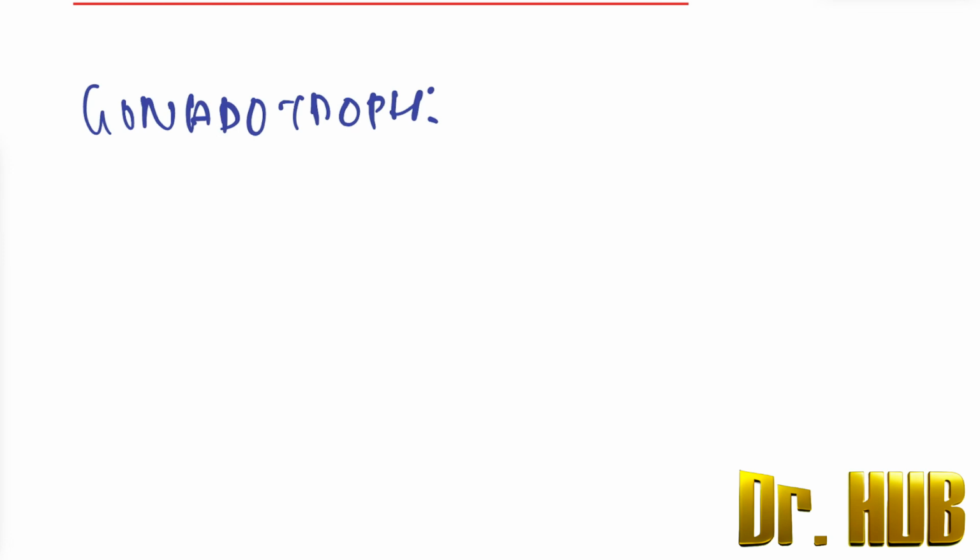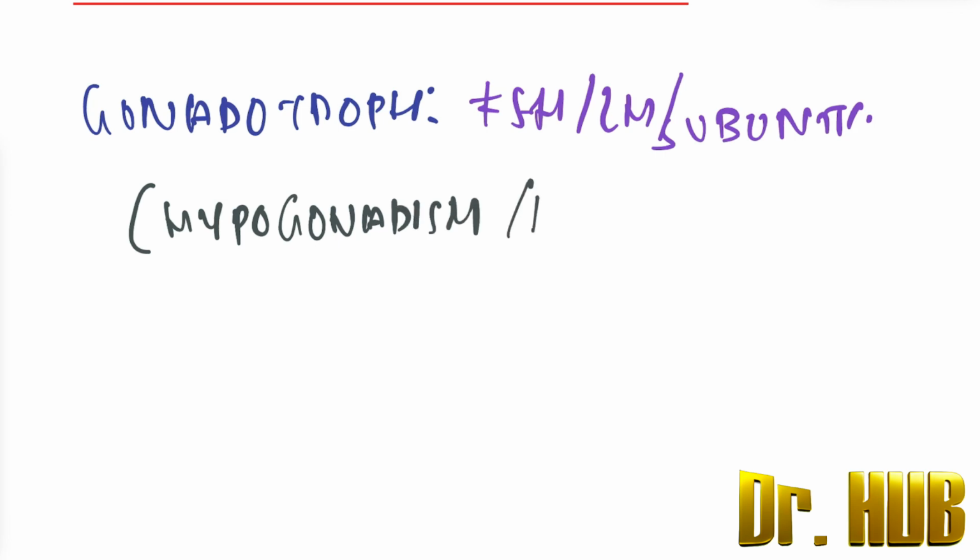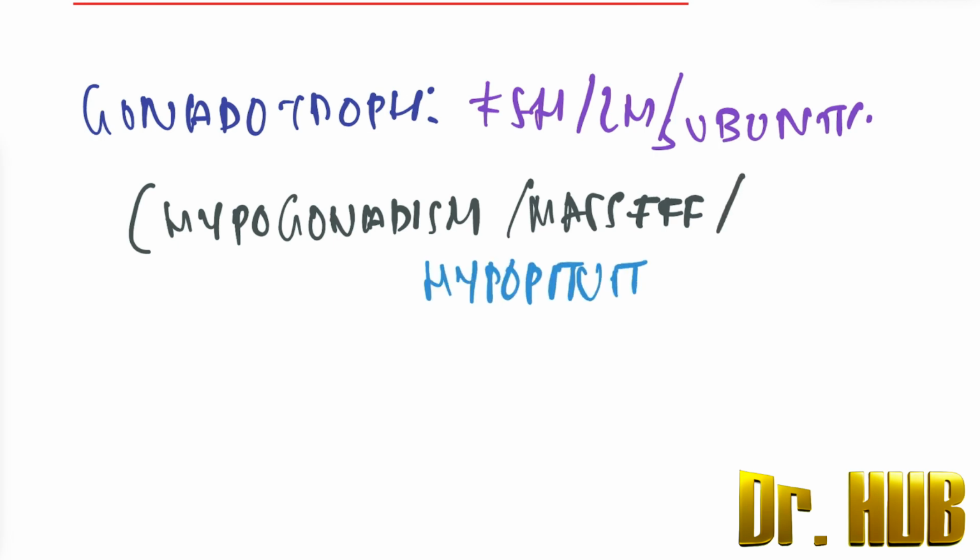So what is special about gonadotroph? The hormones involved here are the FSH, the LH as well as the alpha subunits. So what is the clinical feature here? There is hypogonadism, presence of mass effects, and also hypopituitarism. Next we deal with the somatotroph.